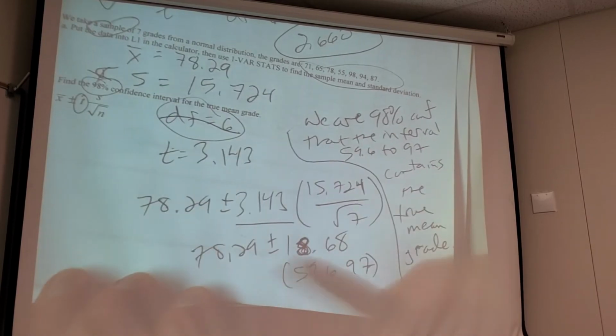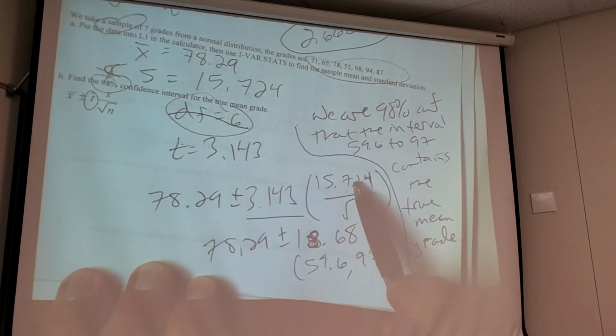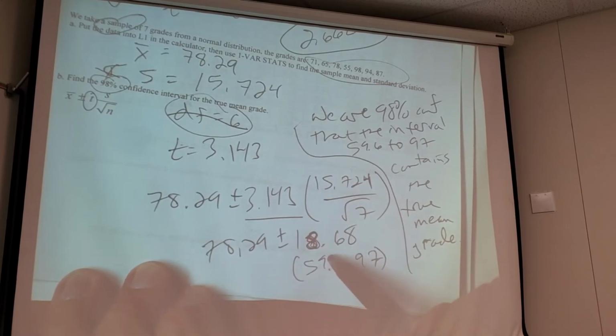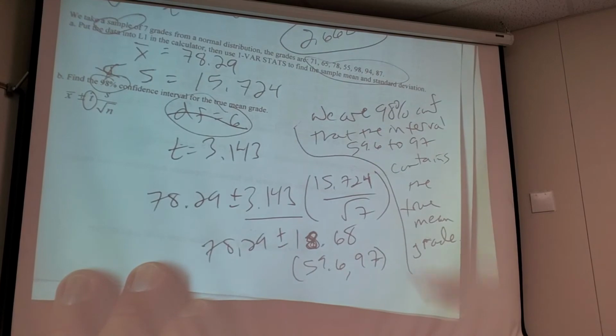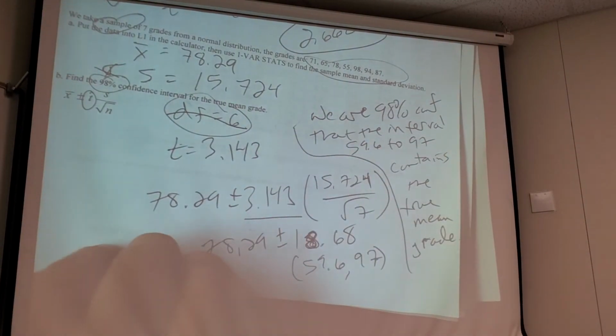So what I want you to really, really realize is the work we do for the confidence interval is not different just because I'm using a t-score. It's the same work. It's just I'm getting this number from a different chart.